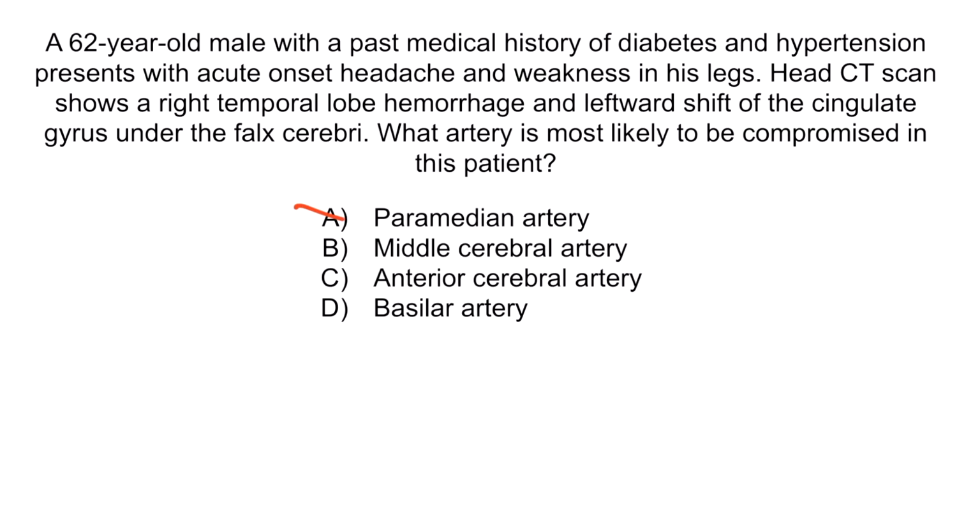B is wrong because the middle cerebral artery supplies the lateral part of the cerebrum and is not associated with subfalcine herniations. D is wrong because the basilar artery supplies the brainstem and the cerebellum and is not associated with subfalcine herniations. So again, the correct answer is C, anterior cerebral artery. And that concludes this section.